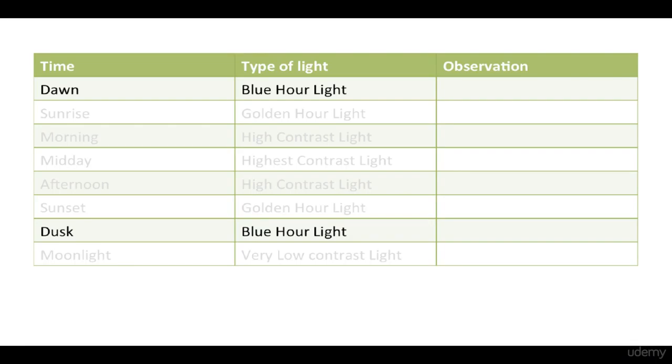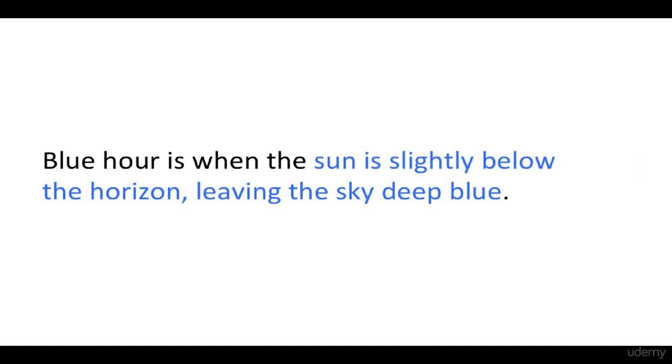Here is a table where time of day and night is broken down based on type of light. The dawn and dusk are Blue Hour Light. Blue Hour is when the sun is slightly below the horizon, leaving the sky deep blue. The next figure will show the scope of blue hour in nature based on science.